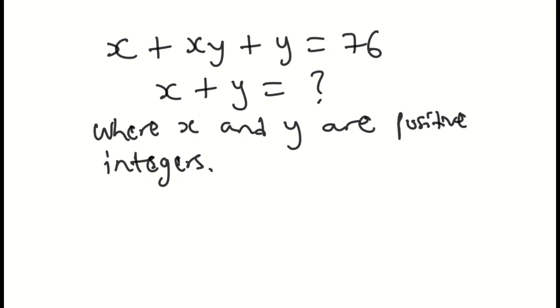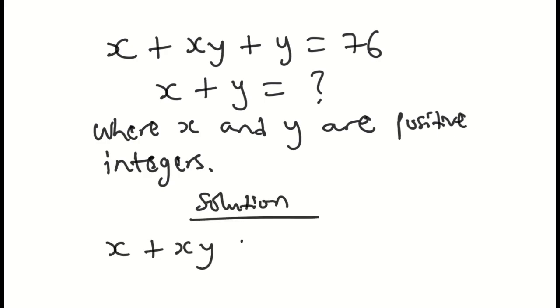Okay, now there's something you must take note of. They said where x and y are positive integers. All right, they are whole numbers, so which means x and y cannot be negative, right? X and y have to be 1 or above. Okay, so let us just rewrite the equation, which is x plus xy plus y is equal to 76.